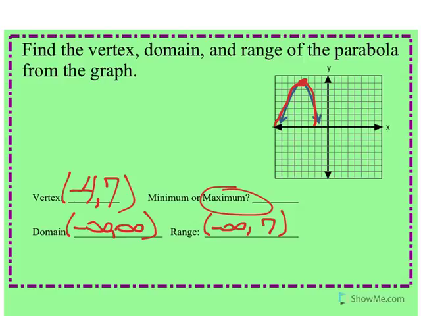How did that feel? Were you able to keep up with the pace as far as understanding what we're doing when the graph is drawn? If not, that's okay. Pause it, rewind it, and just watch it again. When the vertex is in the graph already drawn for us, it makes it a little bit easier to see. The vertex is our high point right here at negative 4, 7.